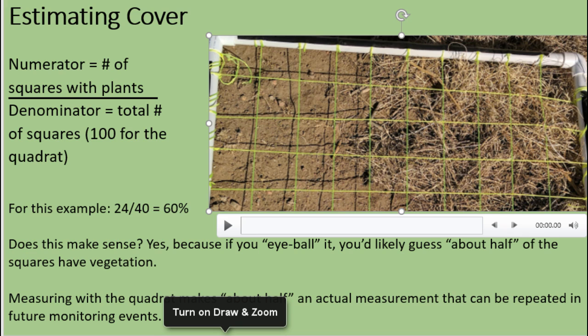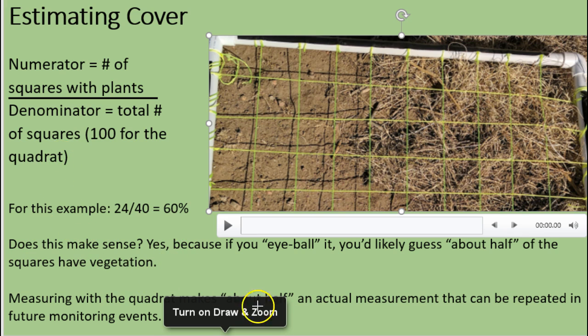So when we're estimating cover, we're going to use a simple fraction. The top of the fraction, the numerator, is the number of squares with plants. The bottom of the fraction is the denominator. This is the total number of squares. In our purpose, there are 100 squares for the Quadrat.